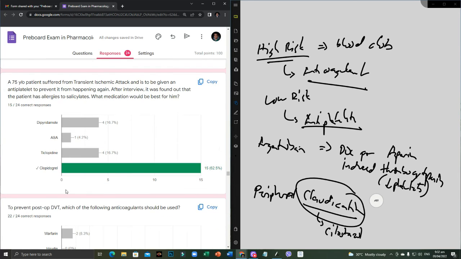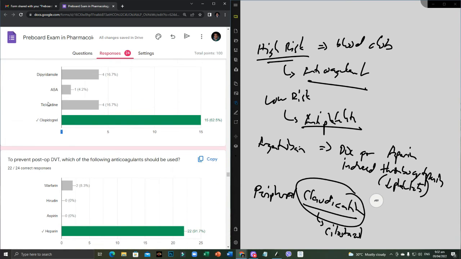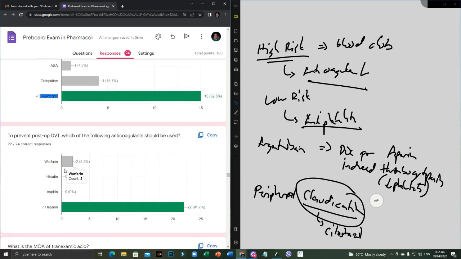Okay, next question. A 75-year-old patient suffered from transient ischemic attack. Obviously, nagkaroon siya ng mild stroke. And is to be given antiplatelet to prevent it from happening again. After interview, it was found out that the patient has allergies to salicylates. What medication would be best for him? So very good. Clopidogrel class, because clopidogrel would be the drug of choice for patients with allergies to aspirin. And between ticlopidine and dipyridamole, cheaper ang clopidogrel.